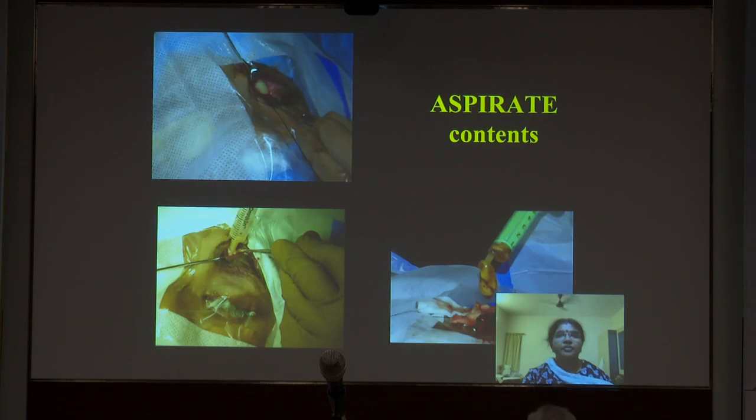Sometimes you have to aspirate the contents of the orbit, especially if it is pus or some other suspicious tissue, and send the contents for histopathological and microbiological evaluation.